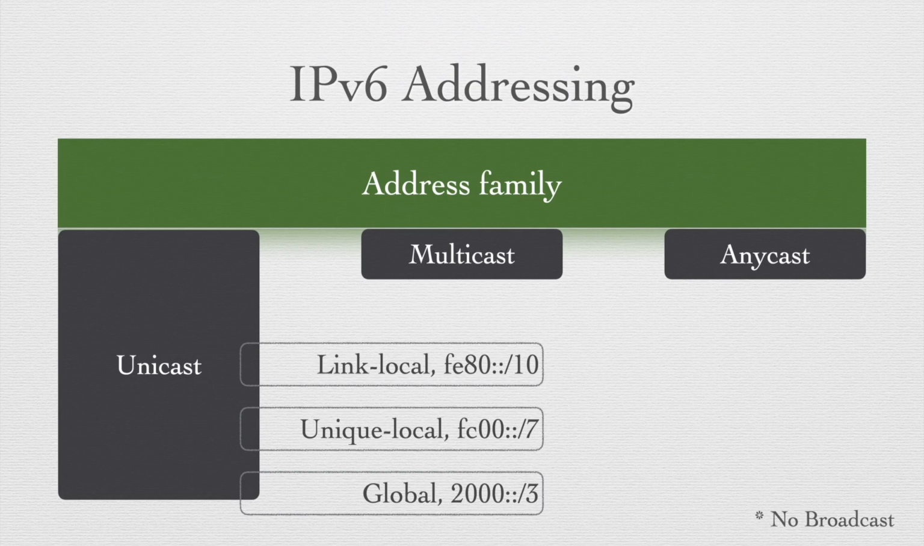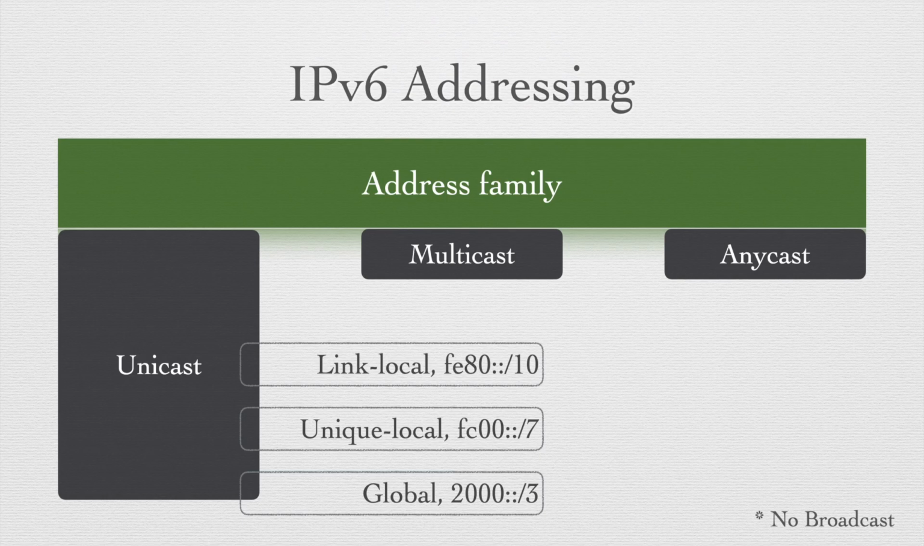For example, if you remember the ARP feature, which uses broadcast in version 4, we don't have ARP in IP version 6. Instead of ARP, we have something called Neighbor Discovery Protocol, NDP, that basically works using multicasting. Okay, getting back to the address types or address families.